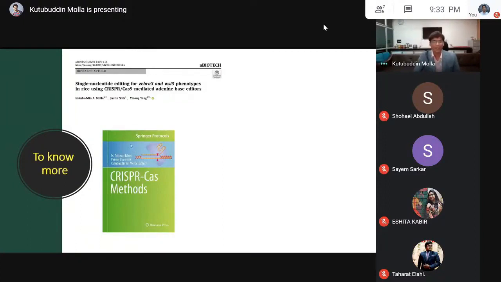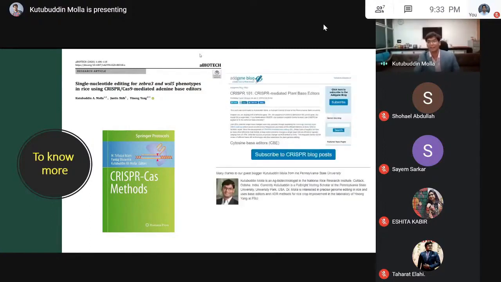Those are freely accessible. And then this book is going to be published in late June, this June. It is in press, and proofreading has already been done. We have edited this book with all the methods. How to perform different kinds of editing, the protocols are given in this book. And to start with, you could go through my blog. I have written for Addgene, on CRISPR mediated plant base editors, and this is written in very layman language because it is intended for students and those who are new to the field. So this is not a technical one, so you could go through this blog also.